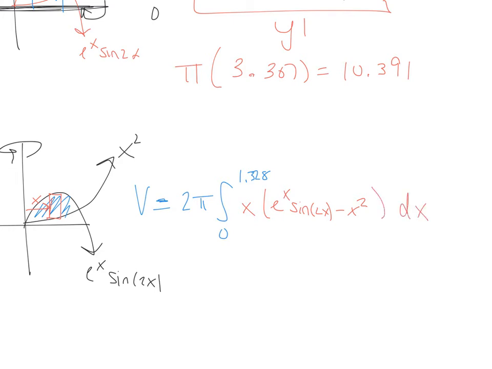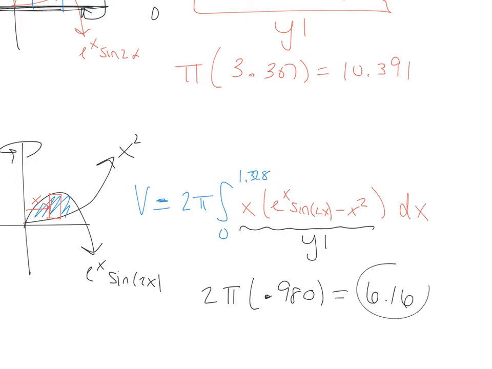dx. I'm going to put this into y1, and then I'm going to multiply the output by 2 pi. So I'm going to end up getting 2 pi times 0.980, and then you end up getting 6.16 for your answer.